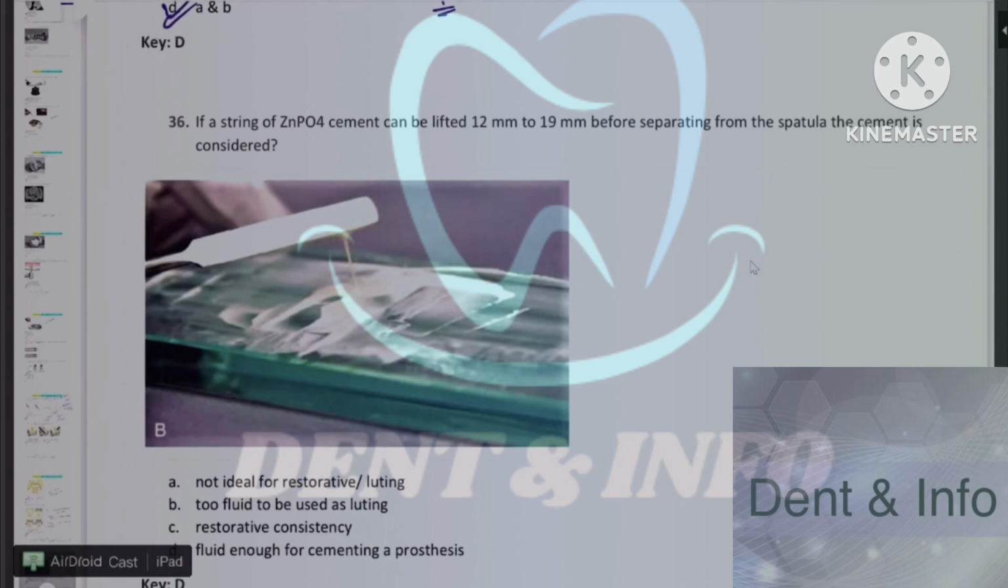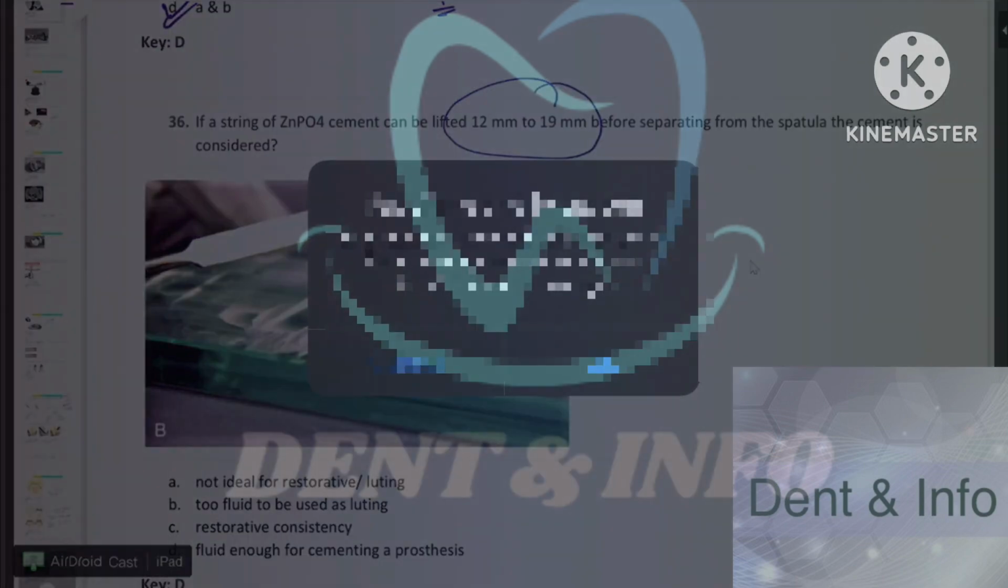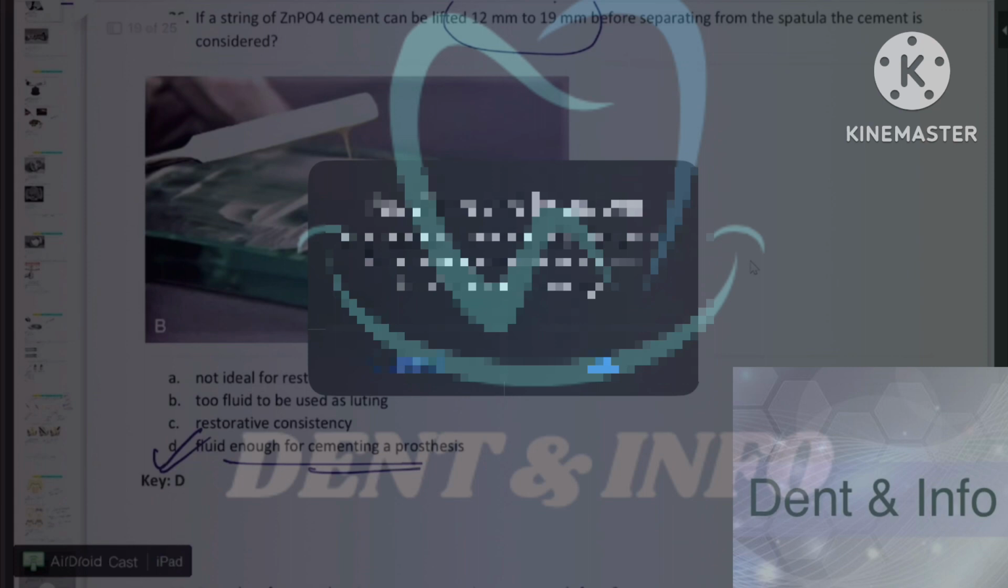String test: 12 to 19, the cement is considered a string, can be lifted. It is for ideal cement for cementing a processes. Ideal for cementing a processes.